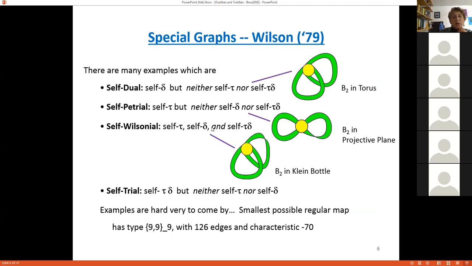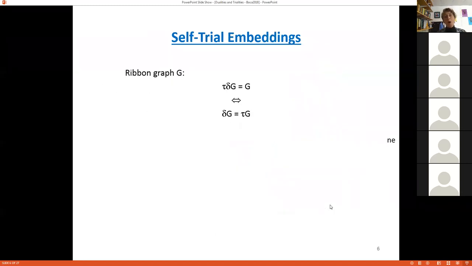There are also a goodly number of graphs that are all three. Okay, they're self-Petrie, self-dual, self-trial. They're invariant under the entire group. However, graphs that are just self-trial, invariant under taking a twisted dual, but not self-Petrie nor self-dual, are very, very hard to come by. The smallest regular map with this property has 126 edges and characteristic minus 70, so it's huge. And that's the smallest possible. All right, why is this so hard?